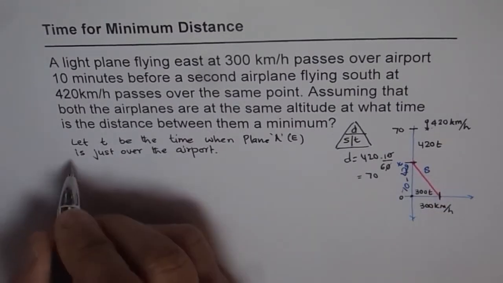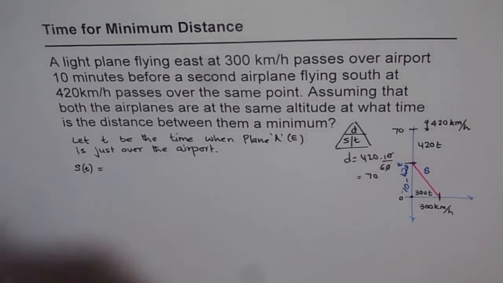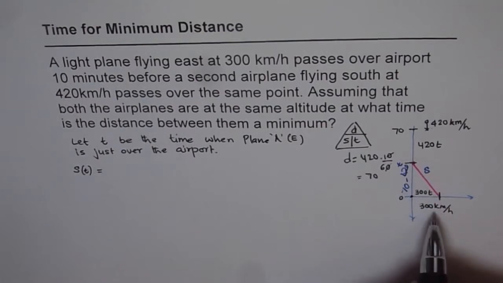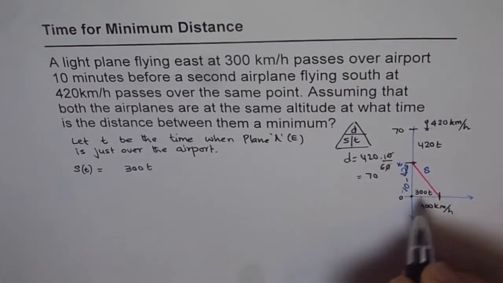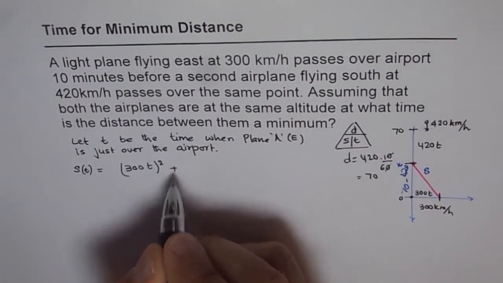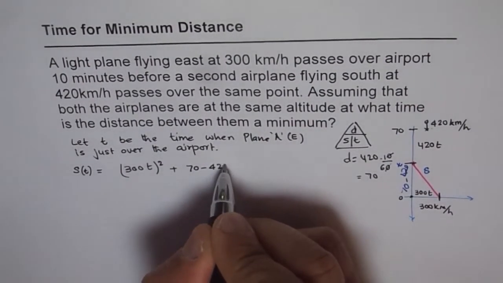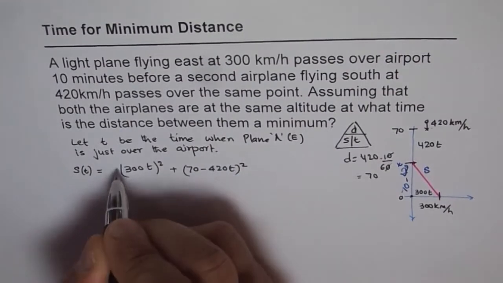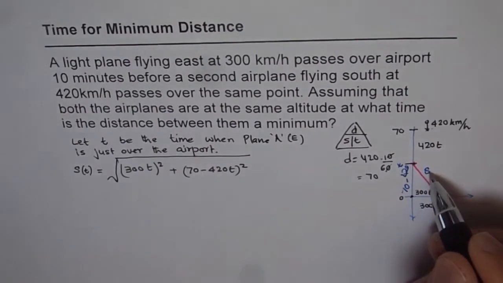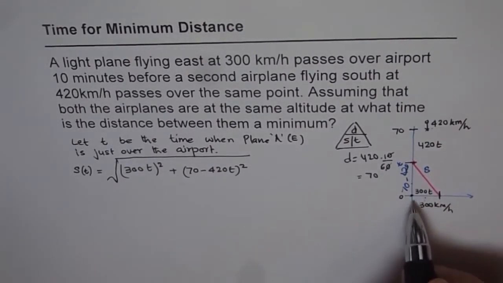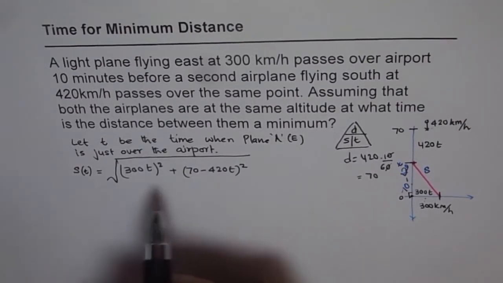So we can say the distance between the two planes at any instance of time t, that means as a function of t, is equal to the square root of 300t, which is this, 300t whole square, plus 70 minus 420t whole square. So we use the Pythagorean theorem and got this equation, right? So s squared is equal to the sum of squares of these two sides, since this is a right angle, correct? Now this is our function in time.